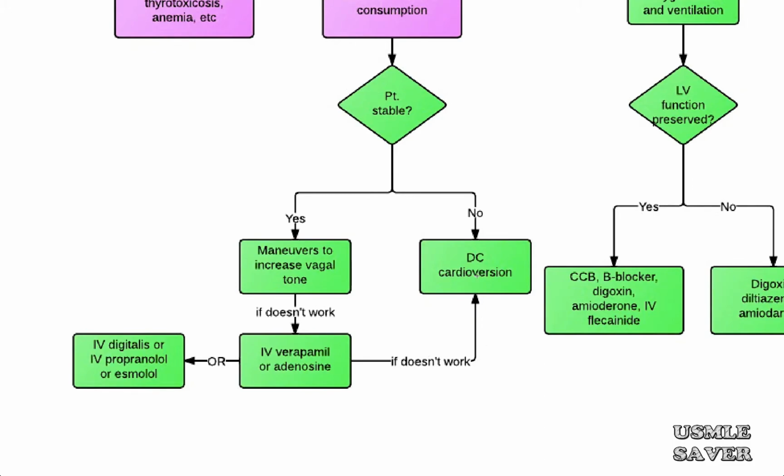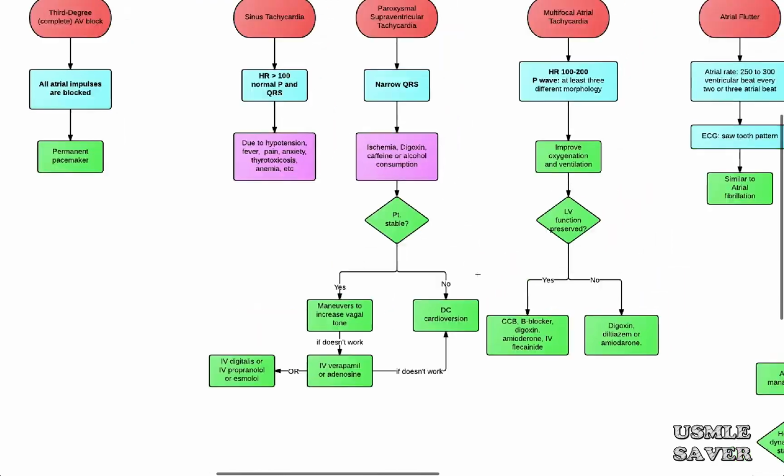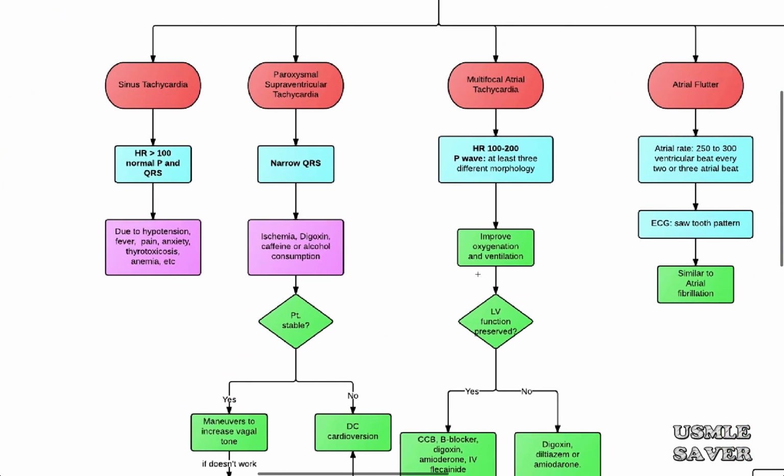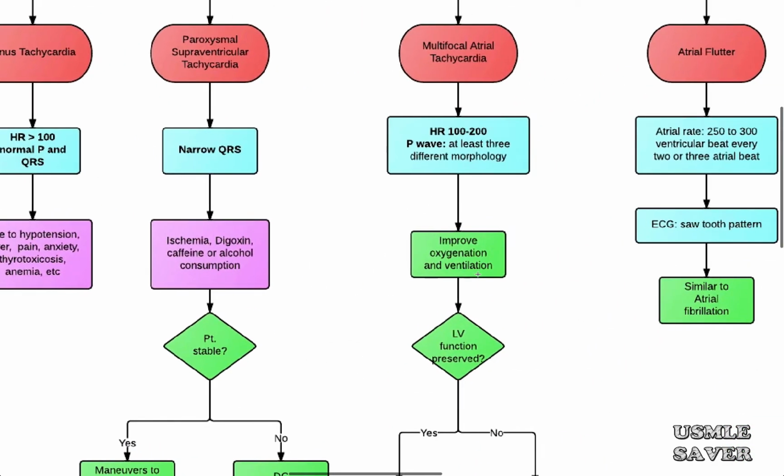All right, now let's move on to multifocal atrial tachycardia, or MAT. These are mainly due to some kind of respiratory problems. Your keyword for EKG is at least three different types of P wave, and heart rate is 100 to 200 beats per minute. So remember, three different types of P wave.